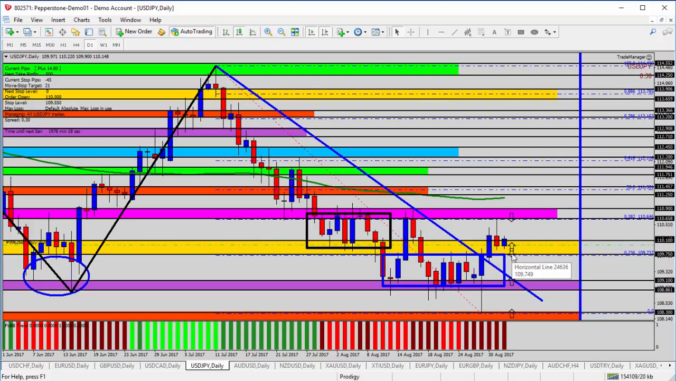I think we want to watch the yellow zone today, watch our news, and see how the U.S. dollar fares after non-farm payrolls today.